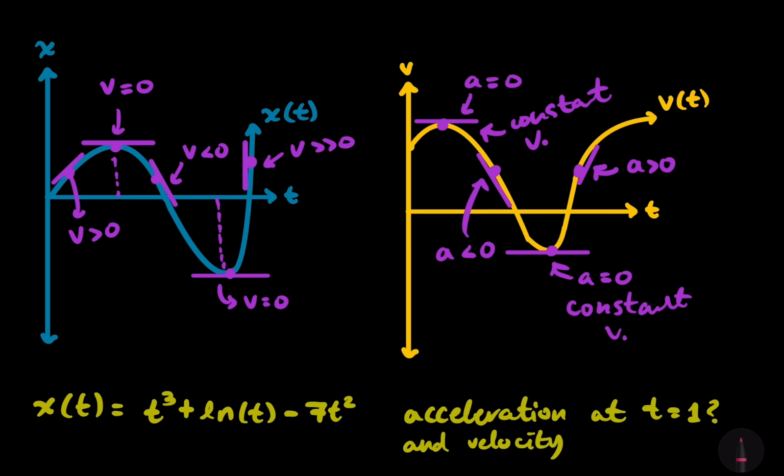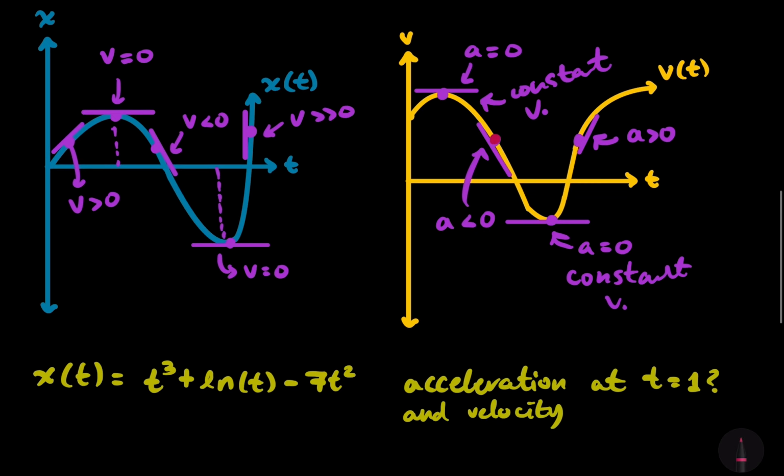Over here, where the acceleration is less than 0, because of the fact that the function is positive, that means that we're still moving in the forward direction, but our velocity is decreasing.